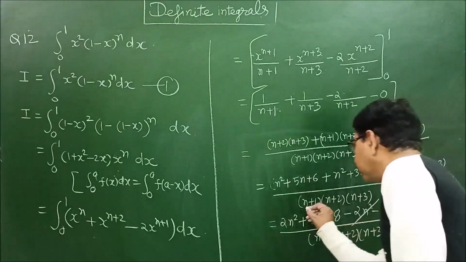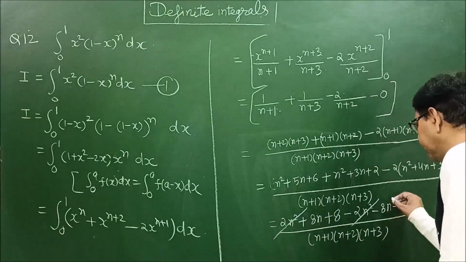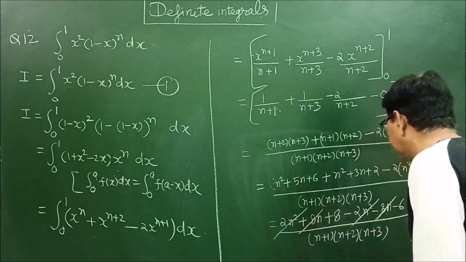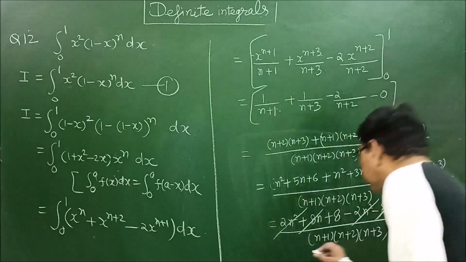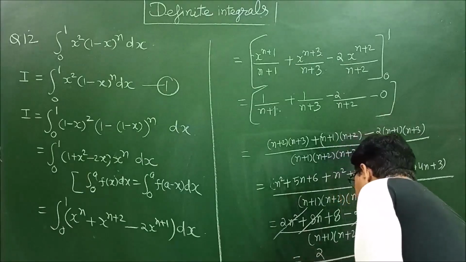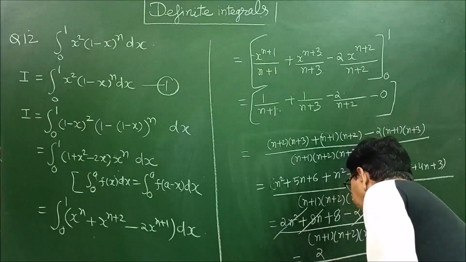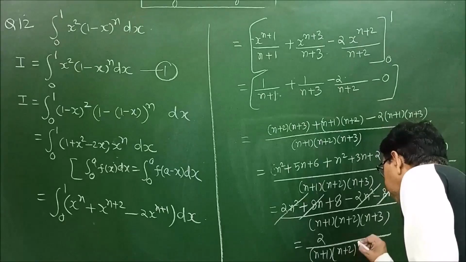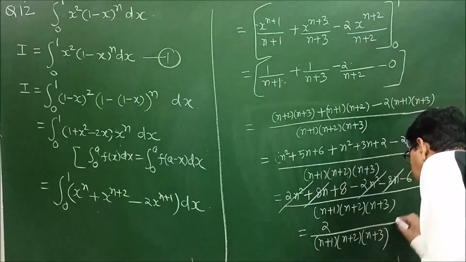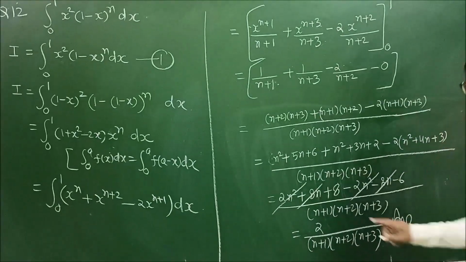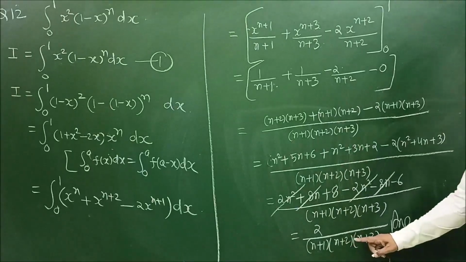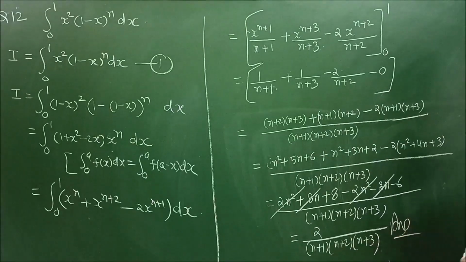The 2n square is cancelled here. 8n and 8n is also cancelled here. 8 minus 6 is equal to 2. So 2 upon (n+1)(n+2)(n+3). So the final answer of the question is 2 upon (n+1)(n+2)(n+3).